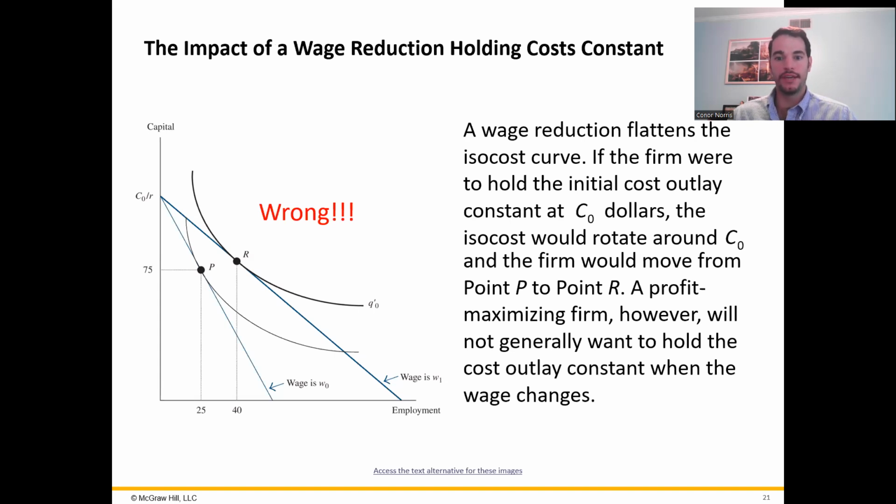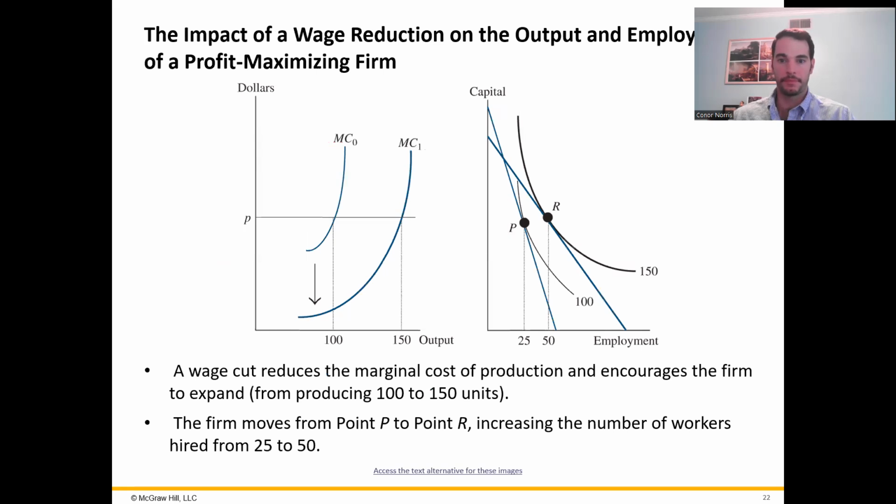So if we would rotate around the point, like we see here, that is incorrect. That would say the firm's outlays are being held constant. Firms do not have to incur the same costs that they had before a wage change, after that wage change. And when wage rates change over time, they can choose either higher or lower costs depending on which way wages change. So that's why simply rotating the isocost line will not work for this.